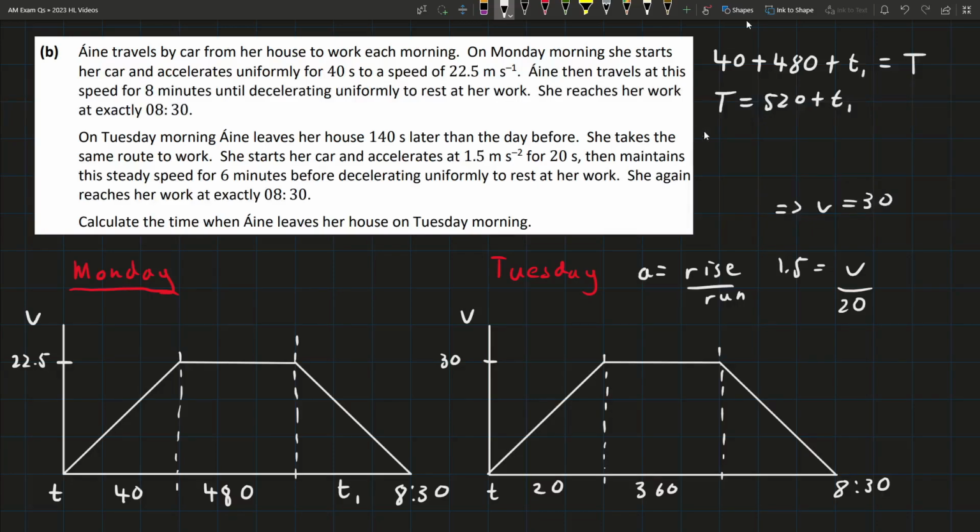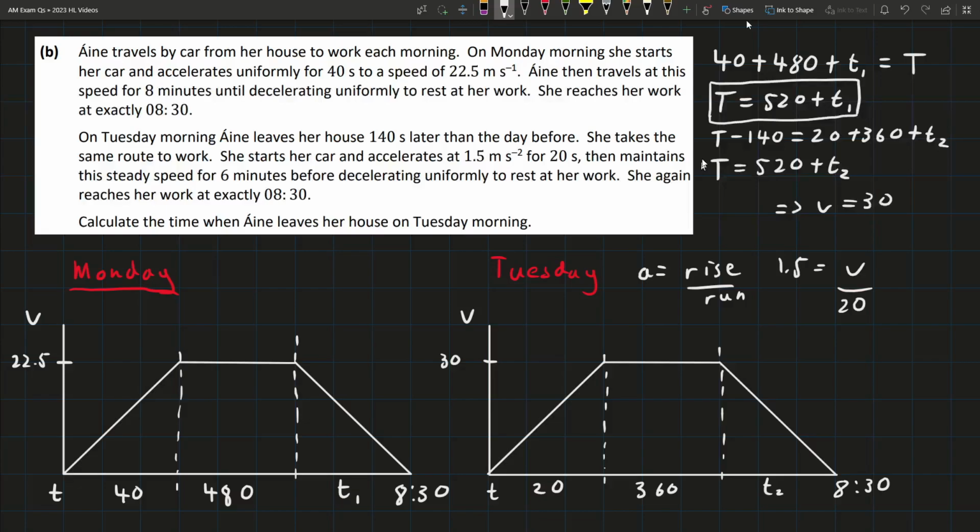Now if we look at Tuesday, it's going to be the total time taken minus 140, because she leaves 140 seconds later, which means the total time she spends traveling to work is 140 seconds less. That's going to be equal to 20 plus 360 plus T2, which is what we'll call this final time here. Now if we rearrange, bringing all the numbers to the other side, we get T equals 520 plus T2. If we look at these two equations, you could substitute them in, which means 520 plus T1 equals 520 plus T2, or in other words, the big takeaway is that T1 is the same as T2. That's the first big fact.